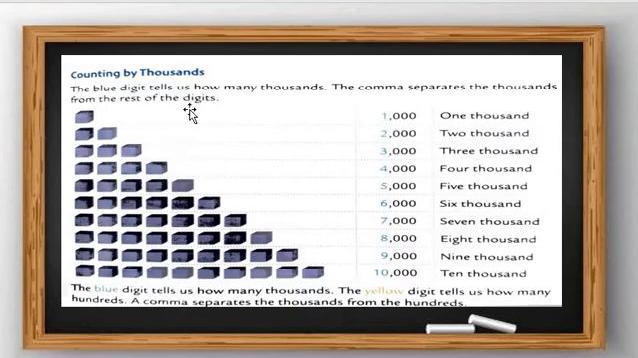Okay, in 1000 how many zeros are there, all students? Three. Okay, three zeros come in a thousand. In a thousand, how many digits are there? Four digits. Okay, 10,000 has 5 digits and then 6 digits is 1 lakh. Got my point, all students? So here in the 4-digit number 1000, the blue digit tells us what? 1. Okay, 1000.